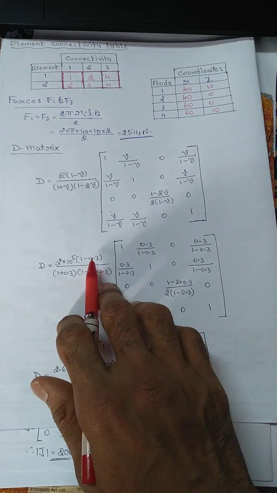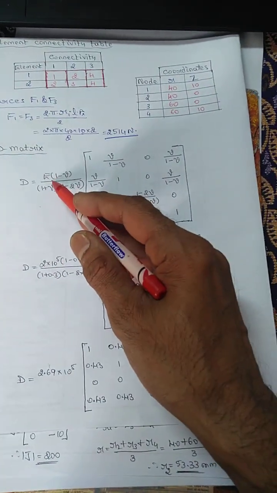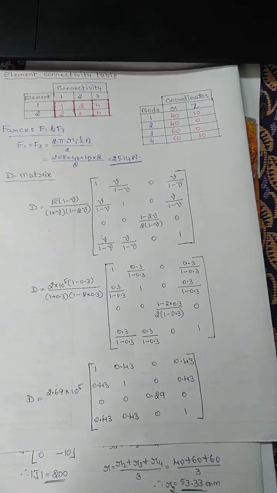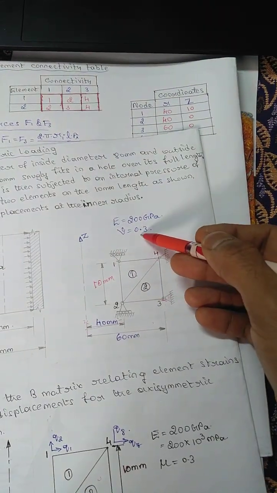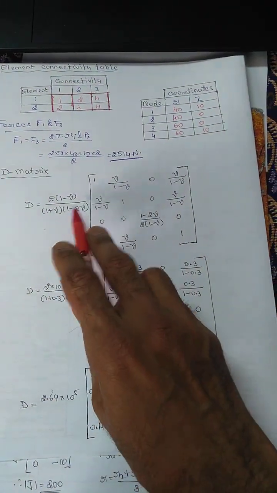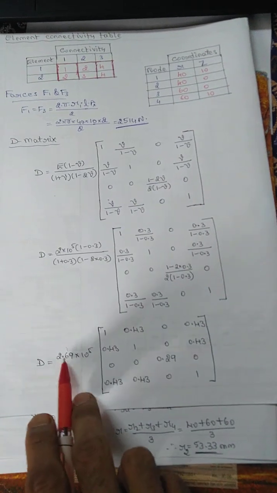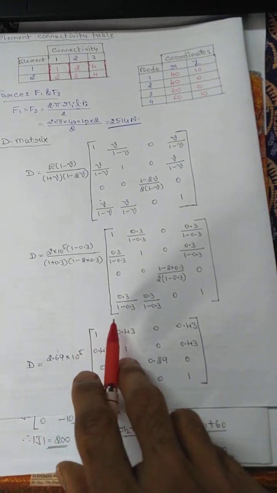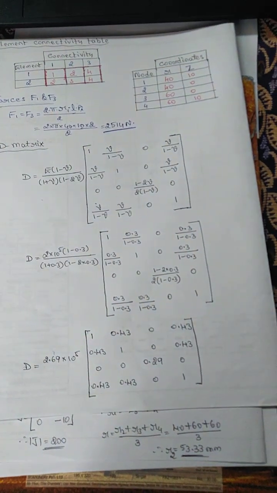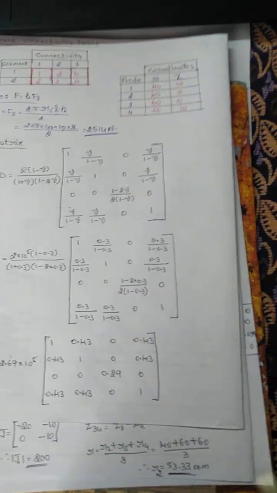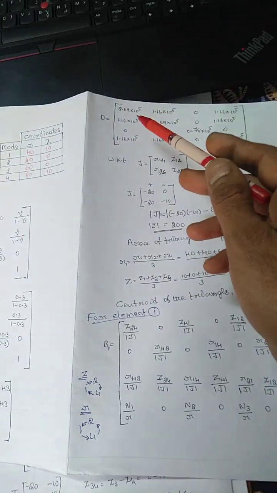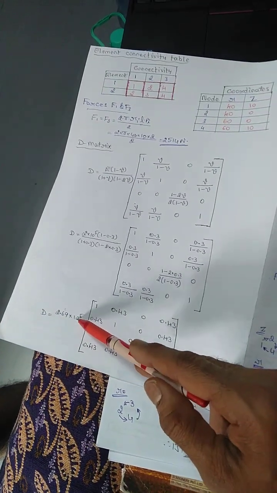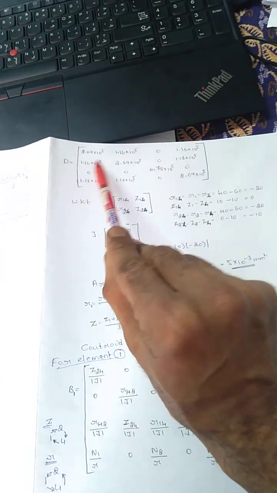We have the E value and the Poisson's ratio, so we substitute, and this is the D matrix. The D matrix is the same for element 1 and for element 2 as well. I have taken 2.69 into 10 to the power 5 inside, and this is the matrix after taking it in.